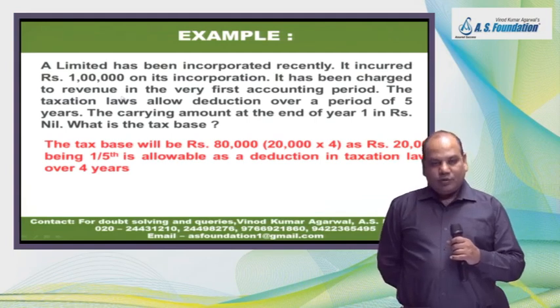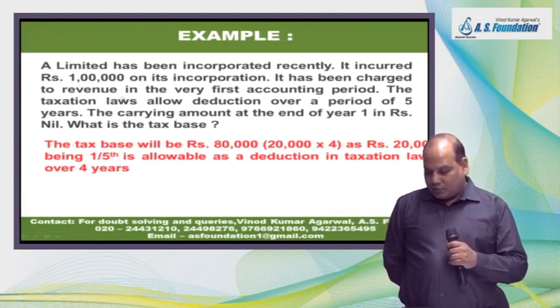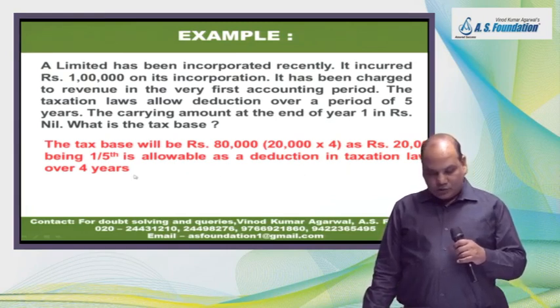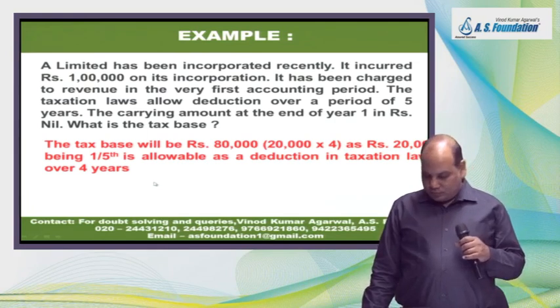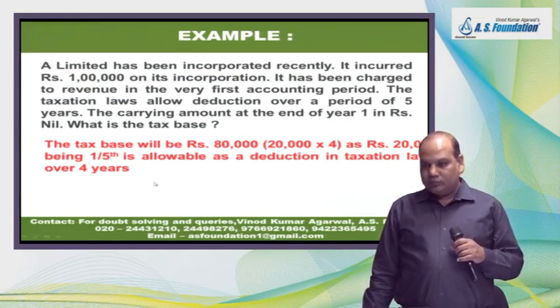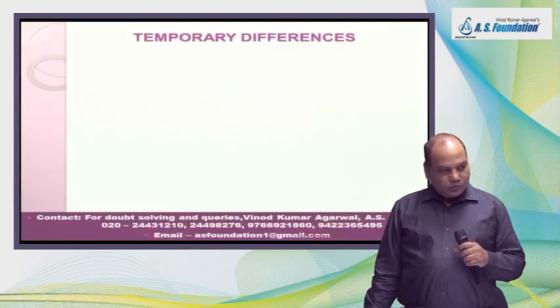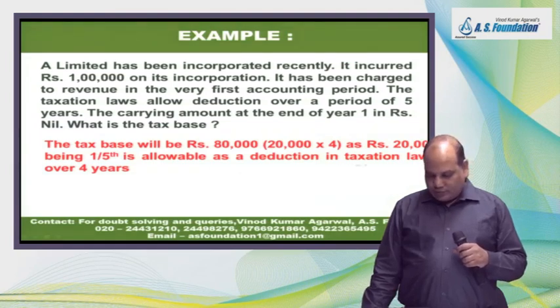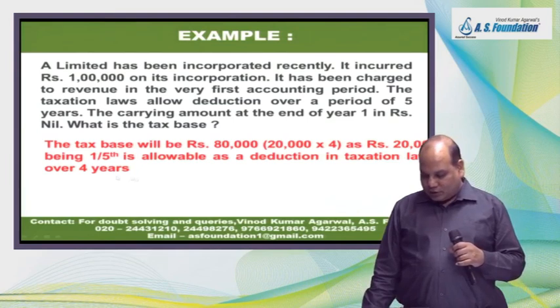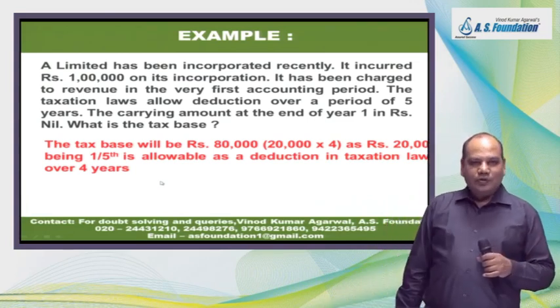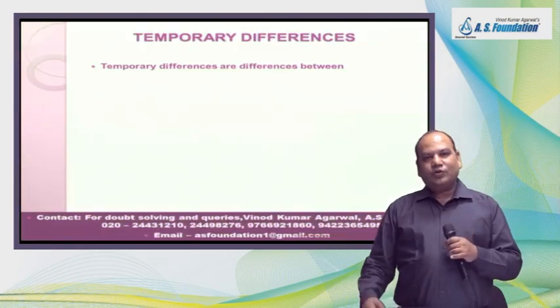Answer, write down: tax base will be rupees 80,000. That is 4/5 of rupees 1 lakh. As rupees 20,000, being 1/5, is allowable as a deduction in taxation laws over 5 years, right? Write neatly. 1/5 will be allowed as a deduction in taxation law each year over the 5-year period. 1 year is over, so we have written off 20,000 for tax purposes. The remaining 80,000 we will write off in future.